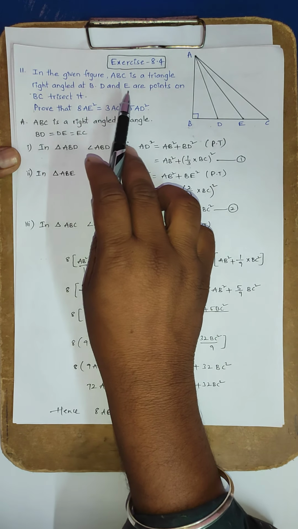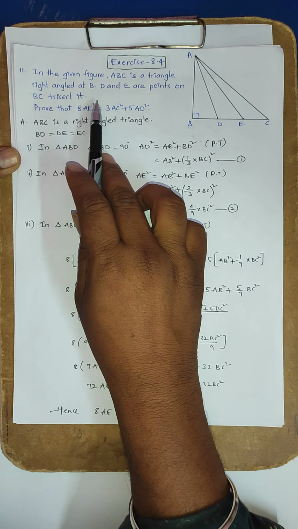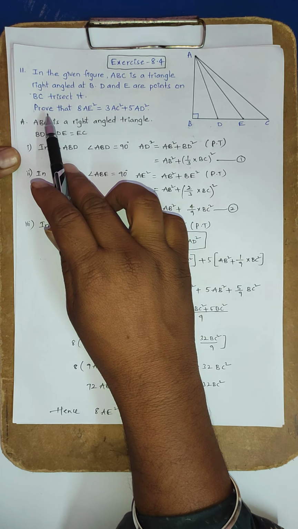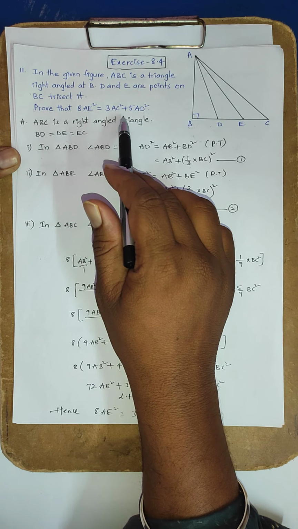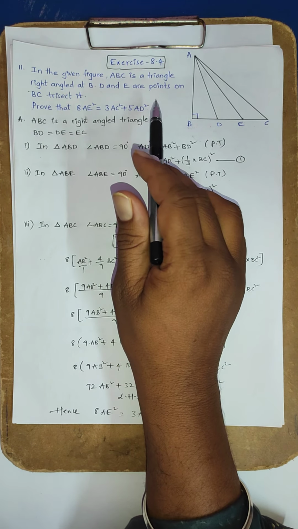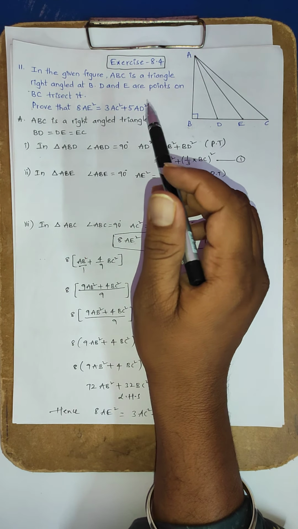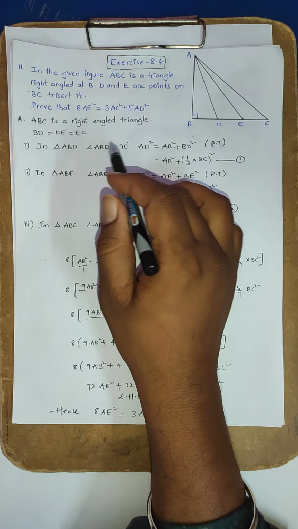In the given figure, ABC is a triangle, right angled at B, and D and E are the points on BC that trisect it. Prove that 8AE square is equal to 3AC square plus 5AD square. Some conditions are given and we are asked to prove this equation.